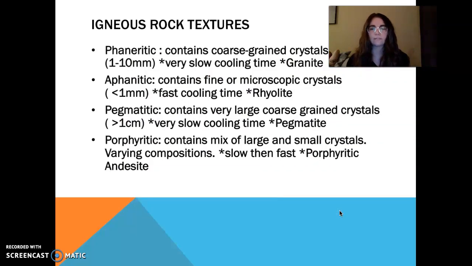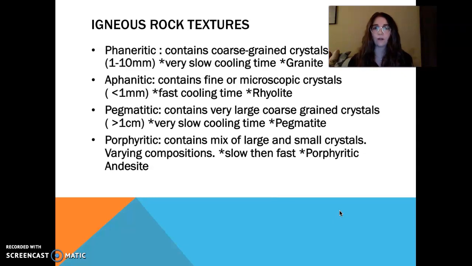There are different types of igneous rock textures. So phaneritic contains coarse-grained crystals, and those are the ones that cool very slowly over time, and granite is an example of that. The next is aphanitic. They contain fine or microscopic crystals. Usually you need a magnifying glass for this one. They cool fast over time, and one of the examples is rhyolite.